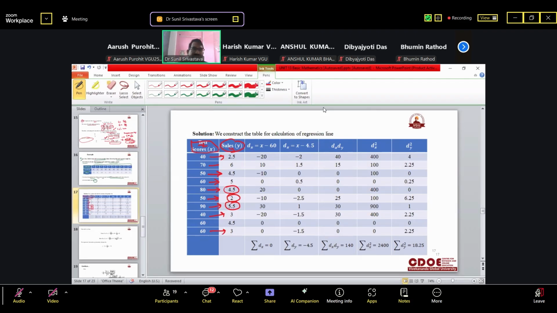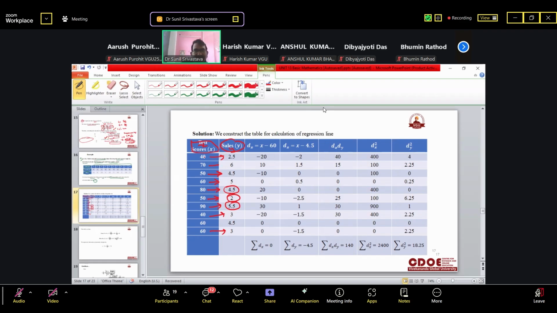Now we have to take the deviation from any mean value. We have to describe the data. From the calculation point of view, we may take the deviations. So deviation is taken from 60, because 60 should be the mean of this distribution.